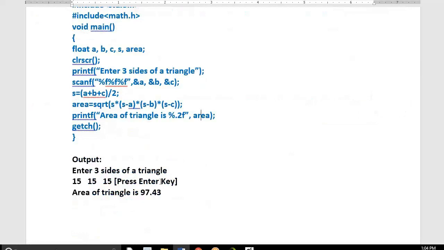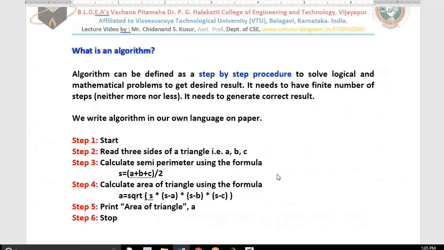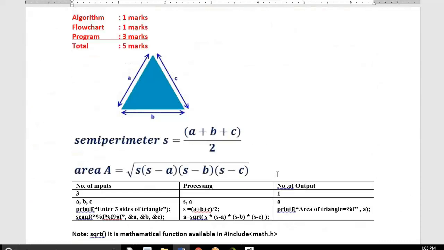Now if you write the program, if you have the time, write the output. Otherwise no need to write the output in the exam. Now you scored 3 marks. Now you have scored totally how many marks? 5 marks you scored. I hope you have understood.